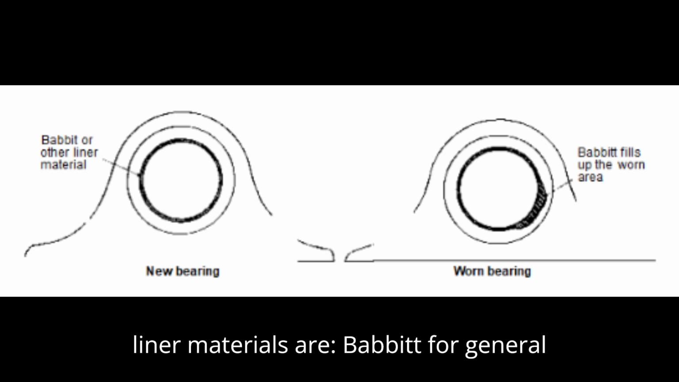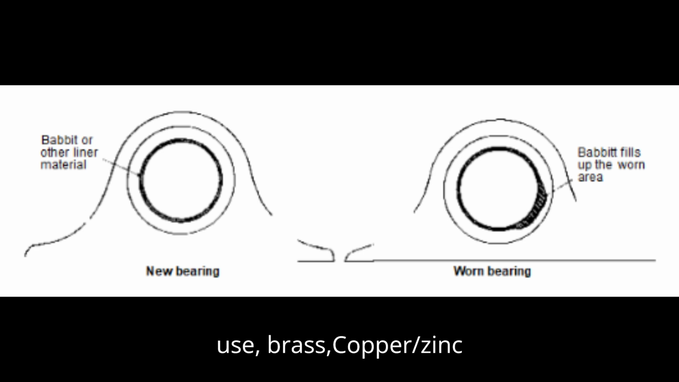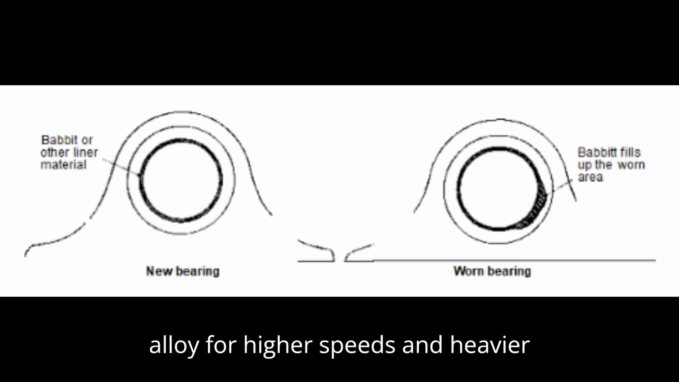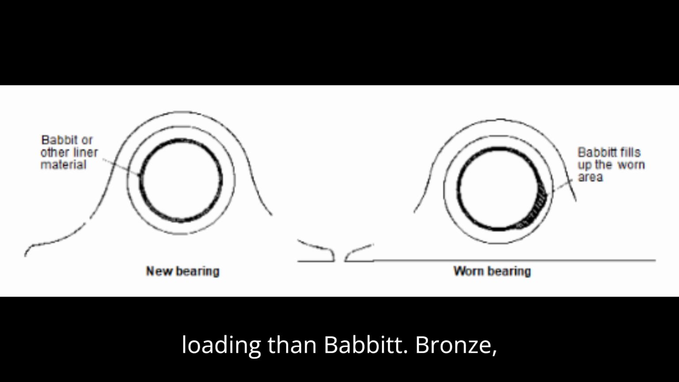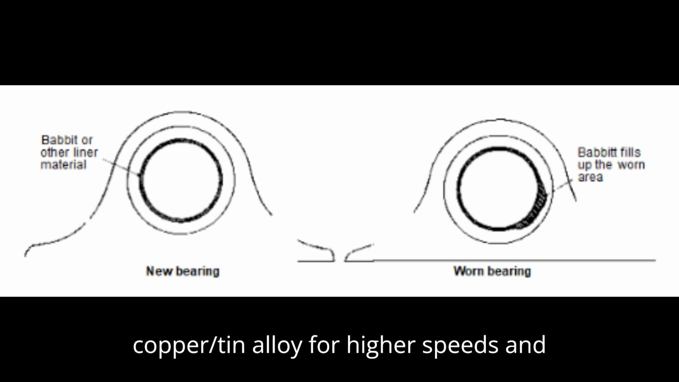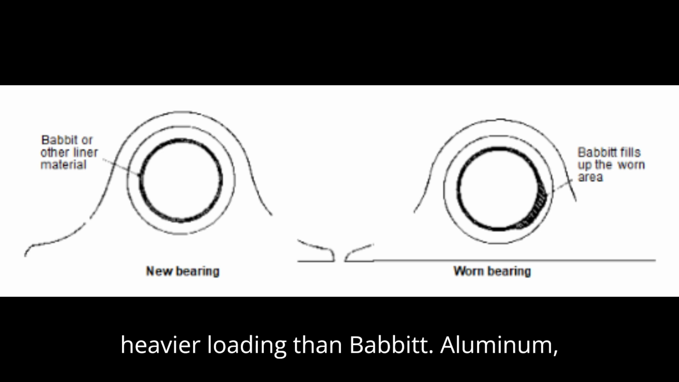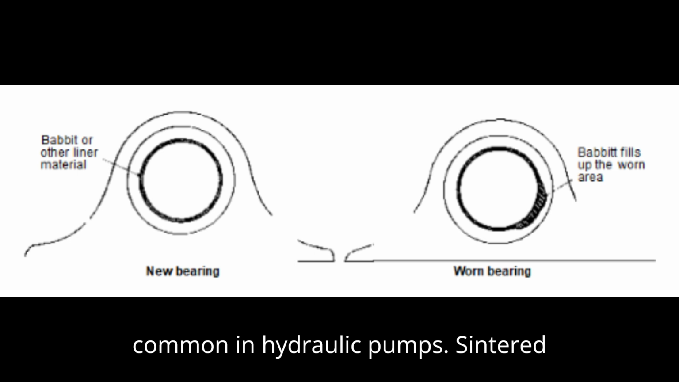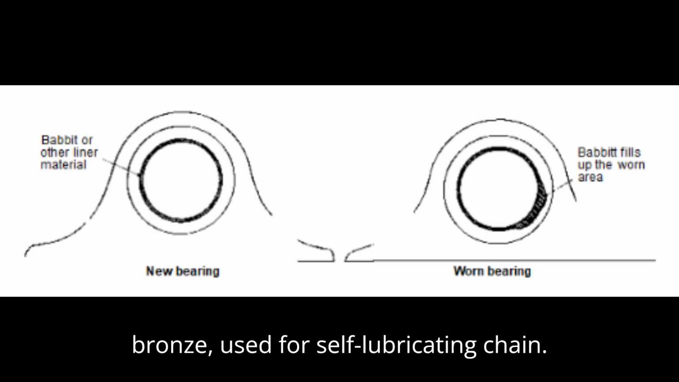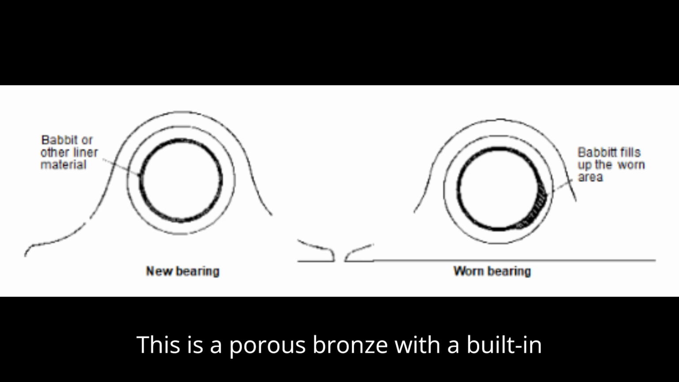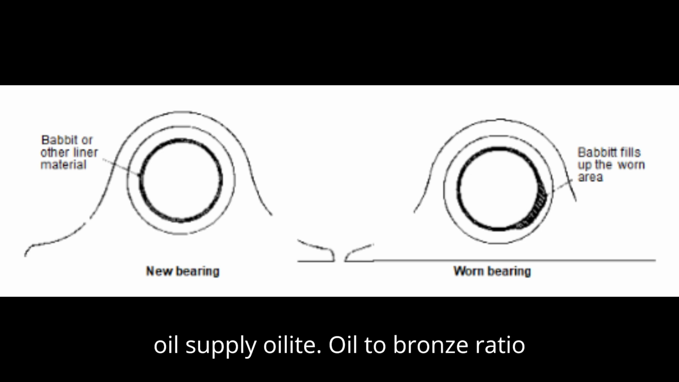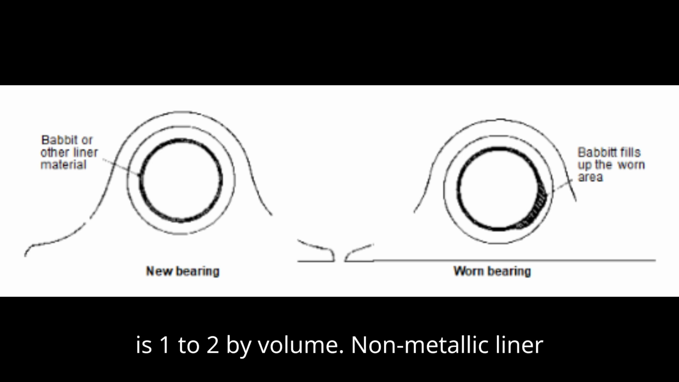9.5 Metallic liner materials are Babbitt for general use; brass, a copper/zinc alloy, for higher speeds and heavier loading than Babbitt; bronze, a copper/tin alloy, for higher speeds and heavier loading than Babbitt; aluminum, common in hydraulic pumps; and sintered bronze, used for self-lubricating chain. This is a porous bronze with a built-in oil supply, Oilite. Oil-to-bronze ratio is 1:2 by volume.